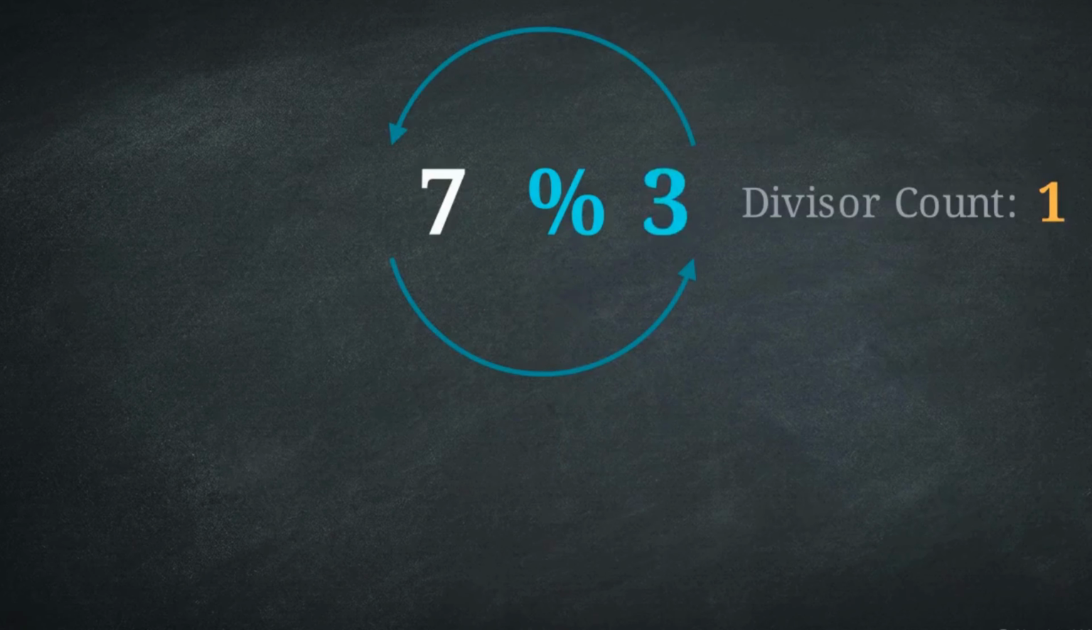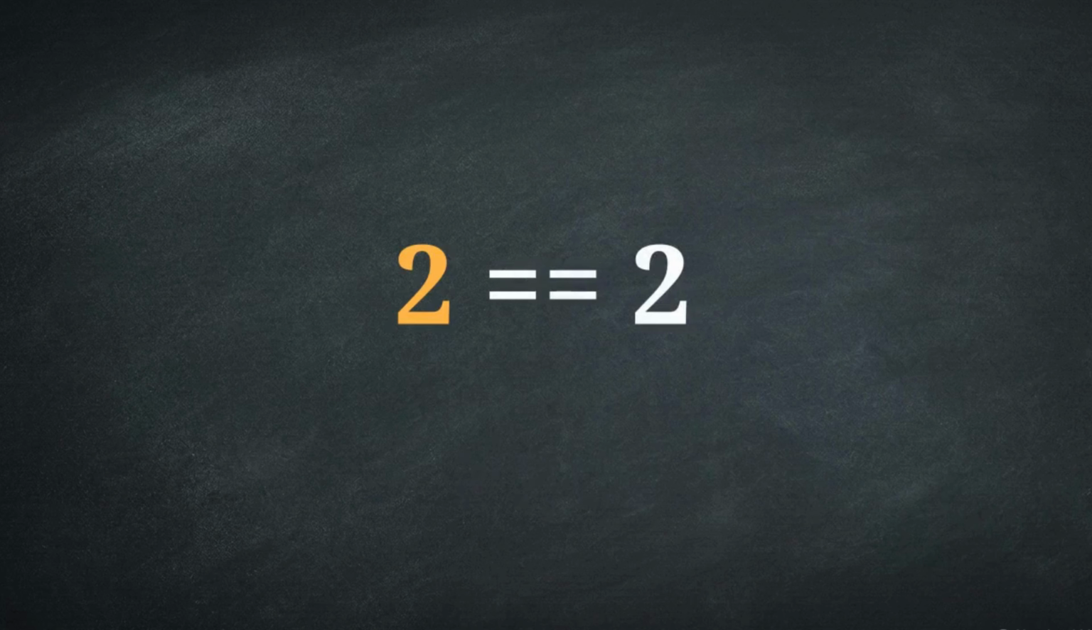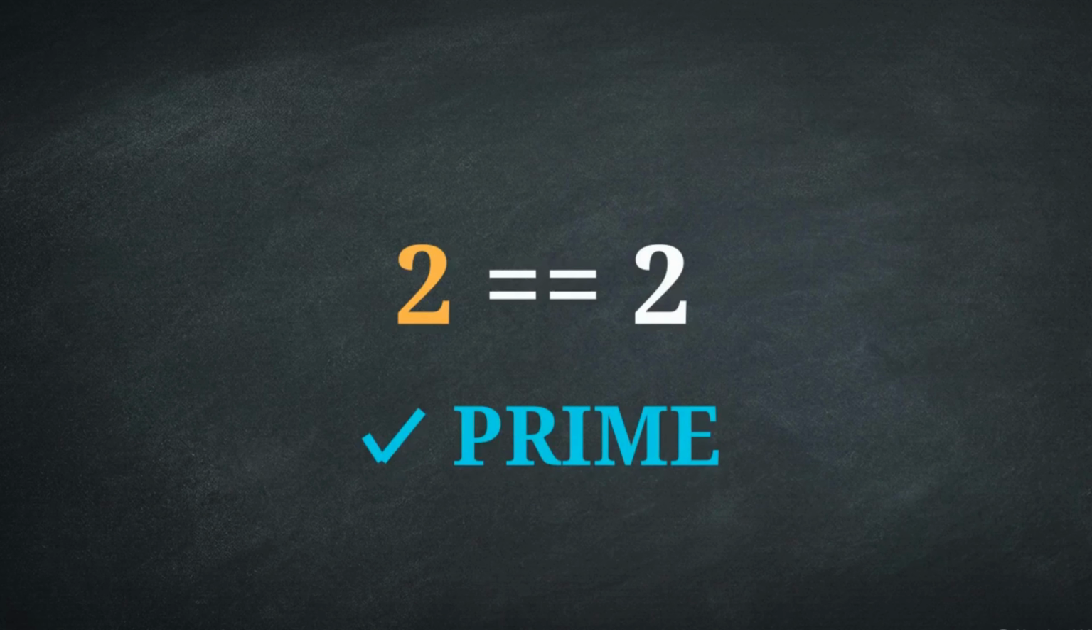To find a prime number, run this test inside a loop up to your input. If the remainder is 0 only twice, it's prime.